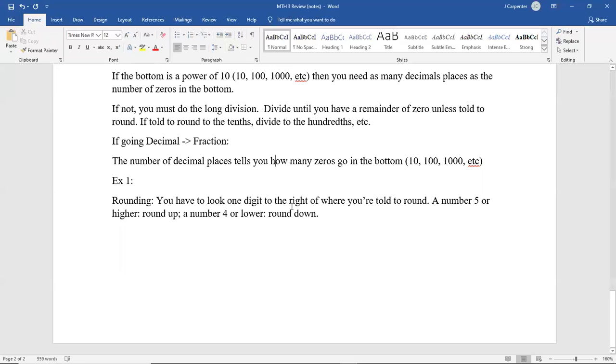All right, let me get my distractions out of the way, and let's go to adding and subtracting decimals. Line up the decimal place. That's pretty much it. Line up the decimal place, add or subtract as necessary.